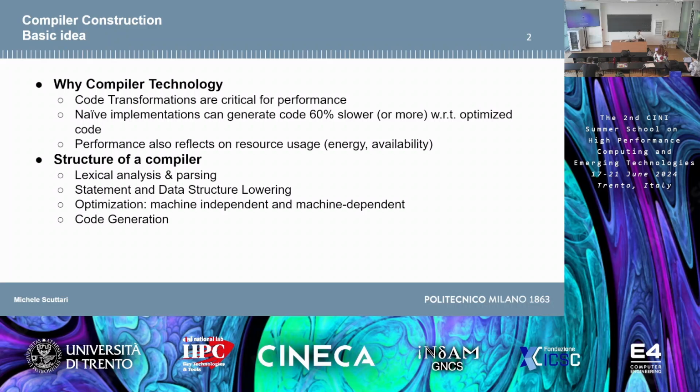Obviously here we are in an environment of people involved in HPC, so for you it's clear why compiler technology is needed for performance. The idea is that a naive implementation of the compiler can lose quite some performance. It is also notable that performance reflects on resource usage, so there are also concerns on, say, inefficient compilers leading to higher resource usage, energy usage, and so on.